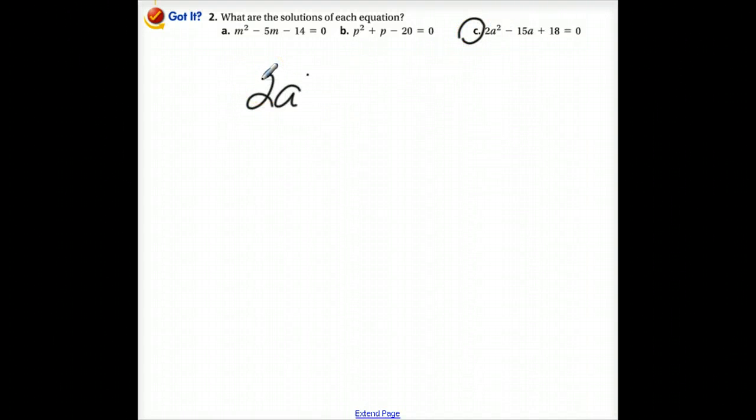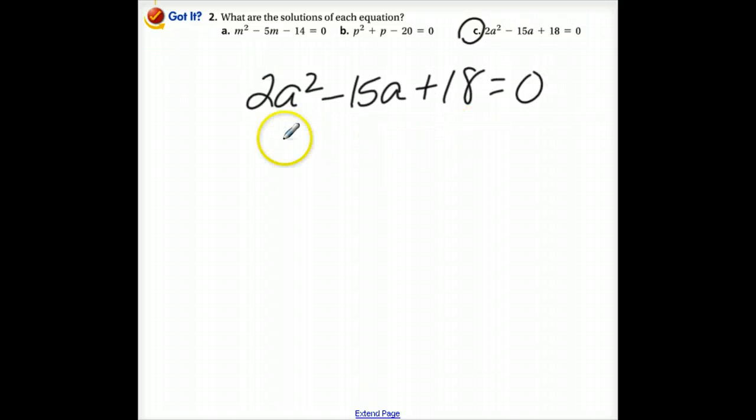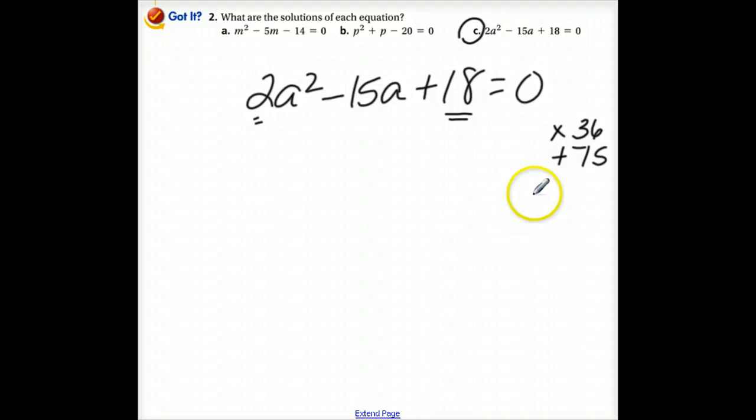So 2a squared minus 15a plus 18 equals 0. Alright, we need two binomials. Before we can do that, we need to multiply the a and the c. That's 36. So we need a product of 36 and a sum of negative 15. Well, I know that 12 times 3 equals 36 and 12 plus 3 is 15. So let's use that.